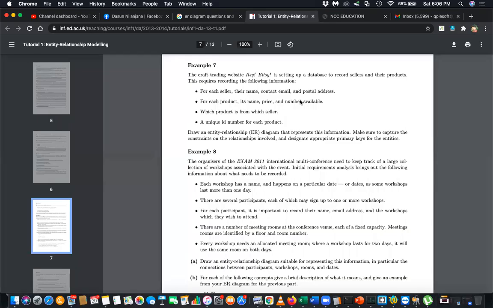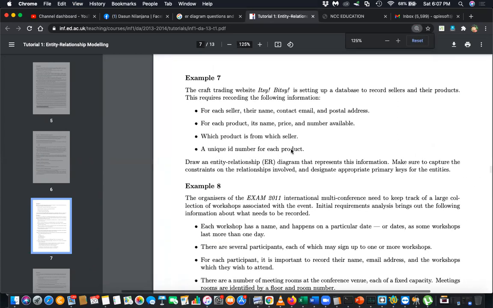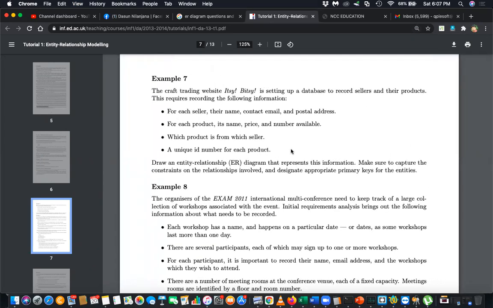Last day we were discussing ER diagrams, entity relationship diagrams, and today we have to expand that topic and discuss a question related to that. I have taken this from the internet. The first example, example 7, shows the craft trading website Itsy, which is setting up a database to record sellers and their products.